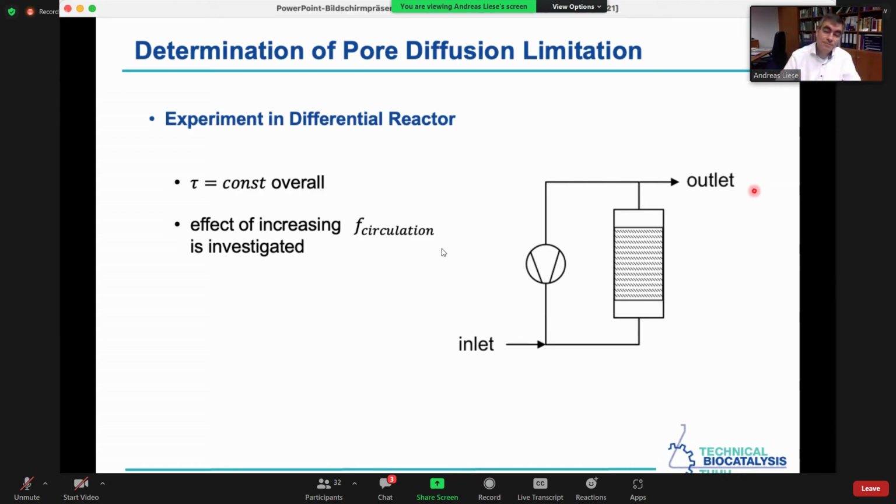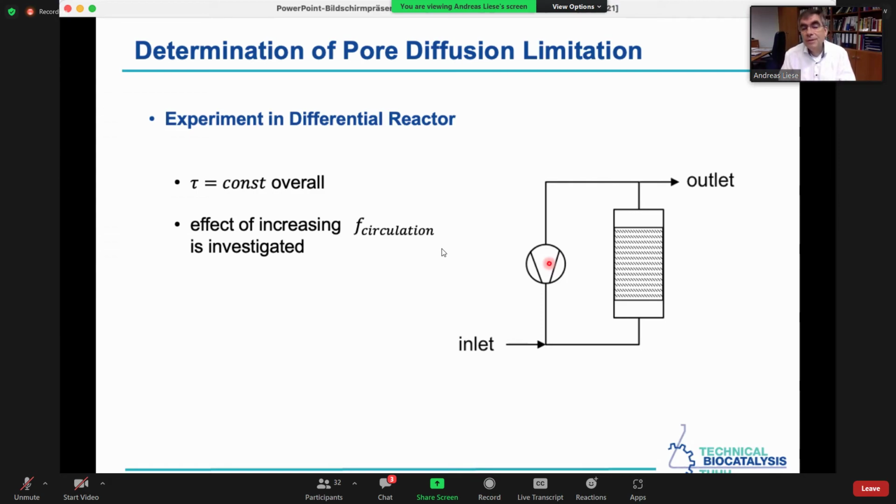The trick is that we are operating the circulation pump, what you see here, at different rates. Let's say we start with one rate, we wait for a steady state, and what we see at the outlet is a constant conversion. Then we increase the pump rate by a factor of 2, for example. And again, we are increasing the circulation rate. And what do we see?